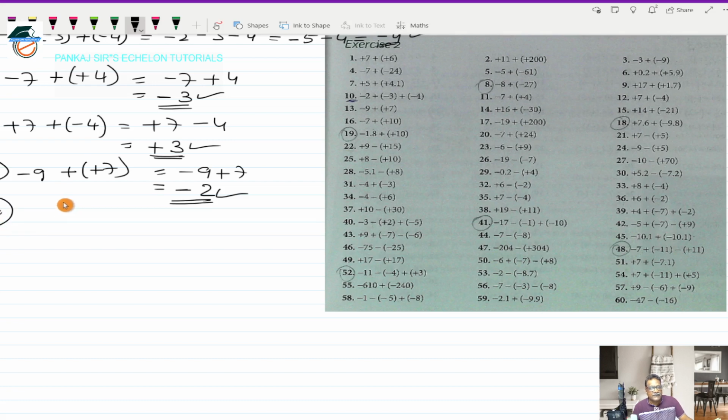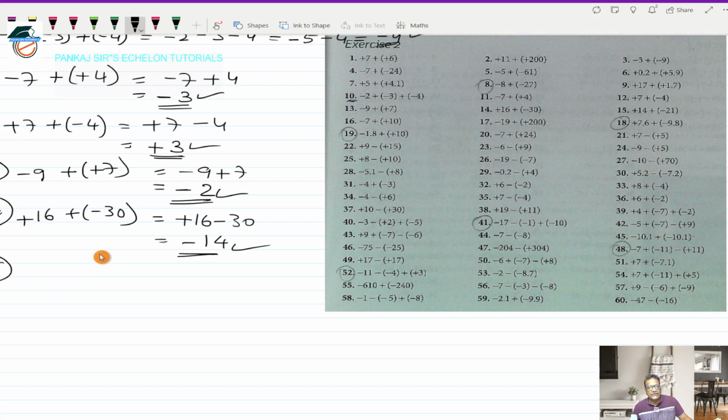The 14th question says plus 16 plus a minus 30. So here again, first I will remove the bracket. So I'll get plus 16, and this plus into minus will be minus, so minus 30. Now I have two directed numbers with opposite sign. So according to the rule, I'll put minus because that is the sign of the bigger number. Then I will subtract 16 from 30. So 30 minus 16 is 14. So the answer will be minus 14.